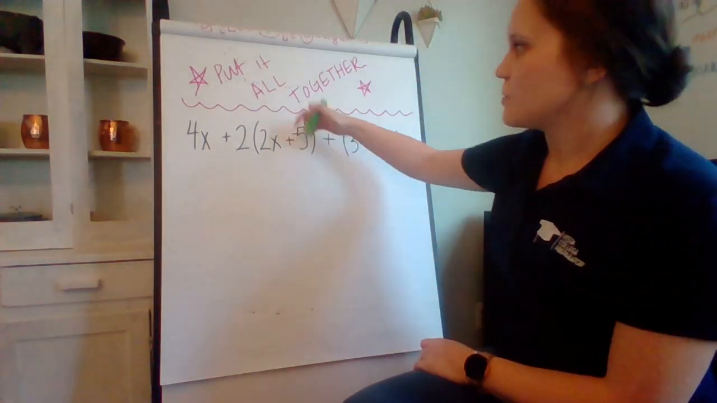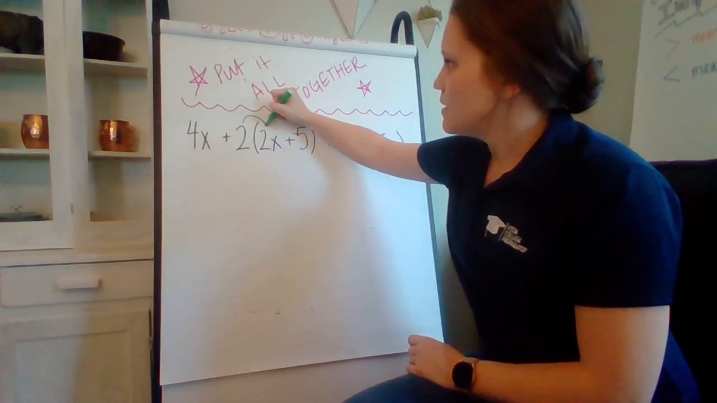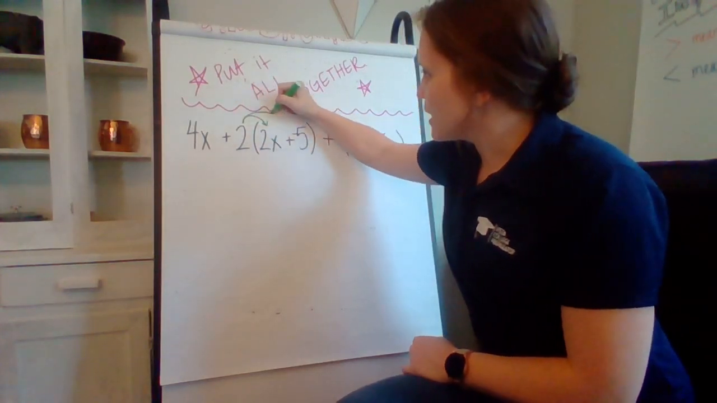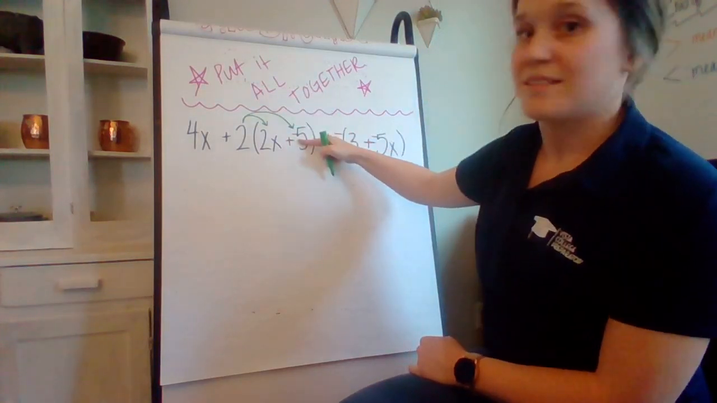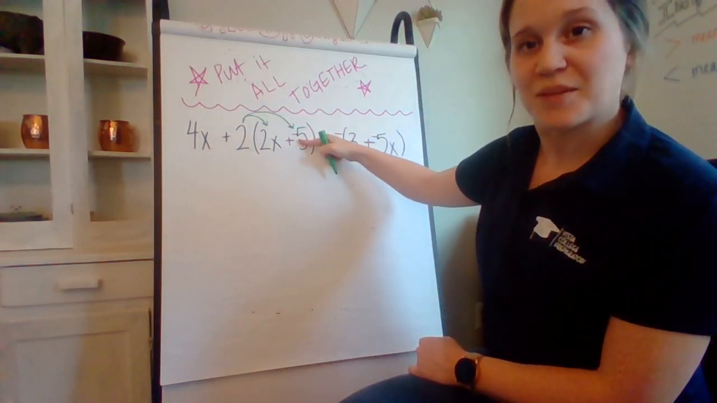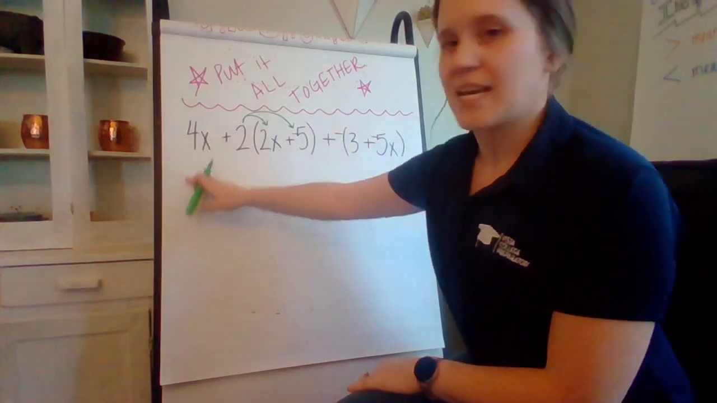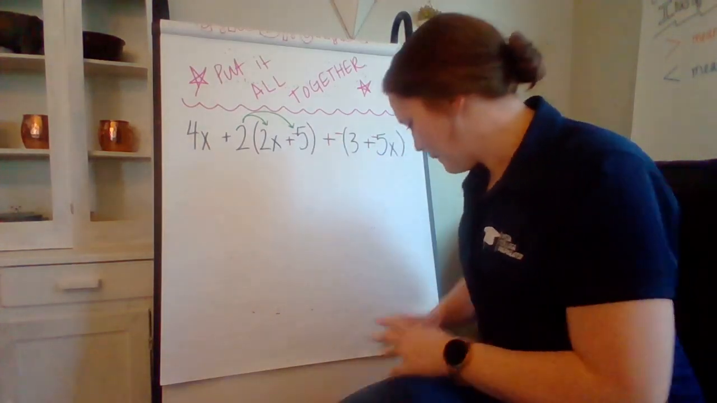I'm going to just distribute this one first. I'm going to be doing 2 times 2x. And I'm going to be doing 2 times negative 5. Did you remember that was negative? Negative 5. So let's just do that right now. I've got to keep the 4x the same.